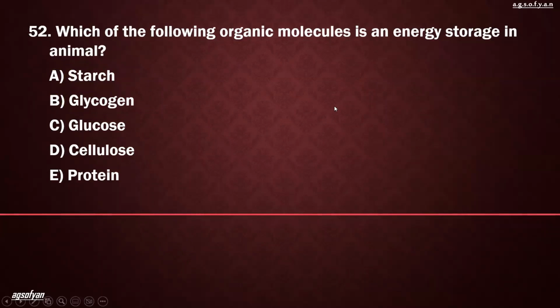Which of the following organic molecules is an energy storage in animals? Okay, which one? It was B. Yeah, that's glycogen. So glycogen is in animals.